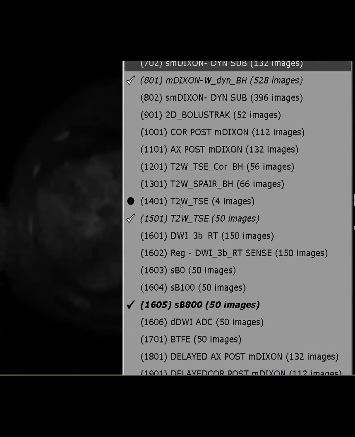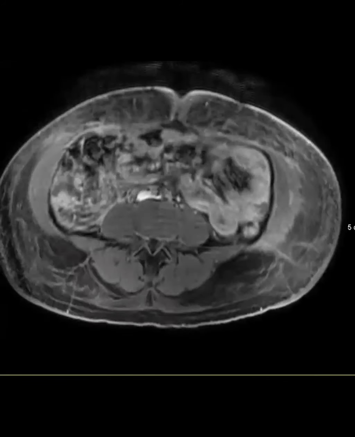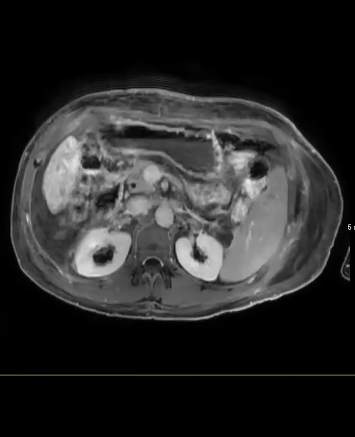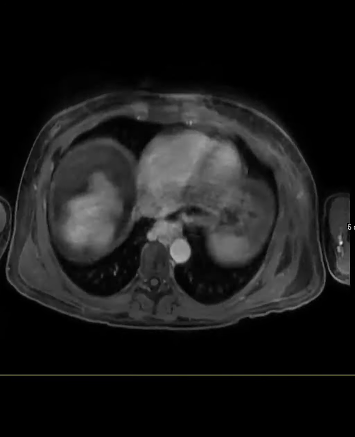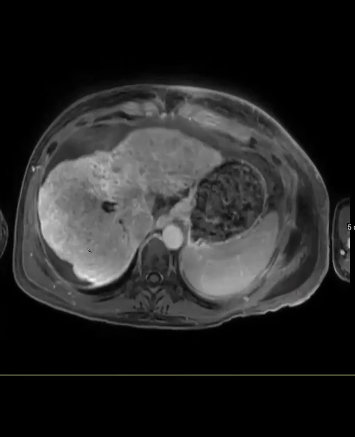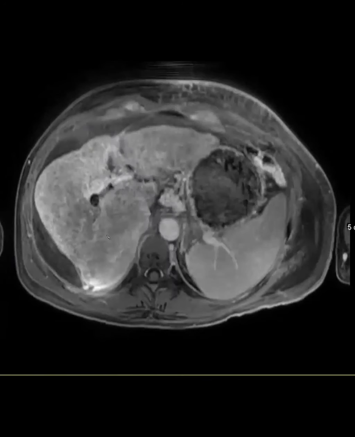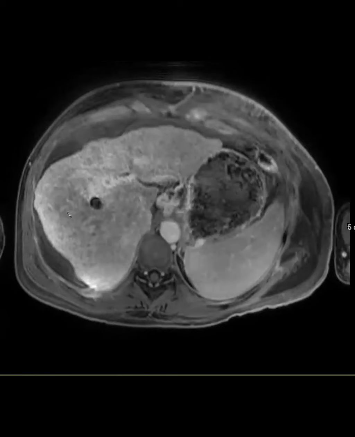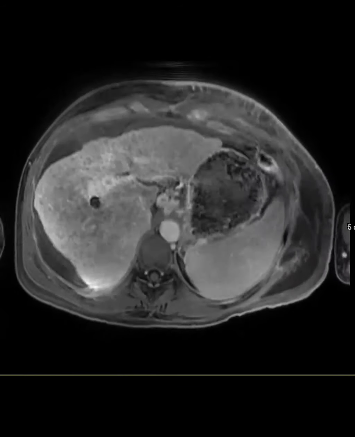I think this was done with extracellular contrast agent. This patient had pretty advanced cirrhosis, so we didn't use AVIST. You can see that on delays, everything kind of equalizes. The fibrosis structure is almost preserved.